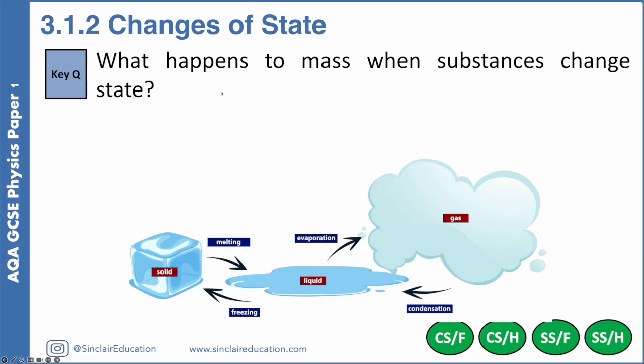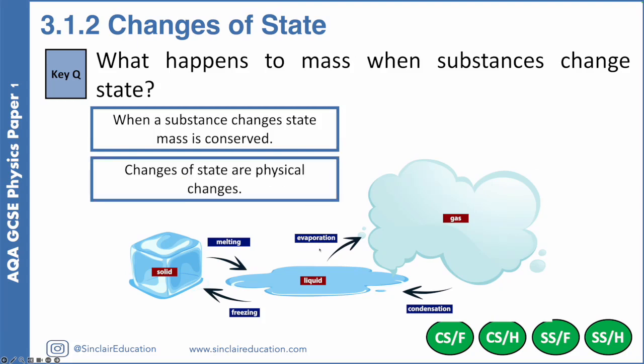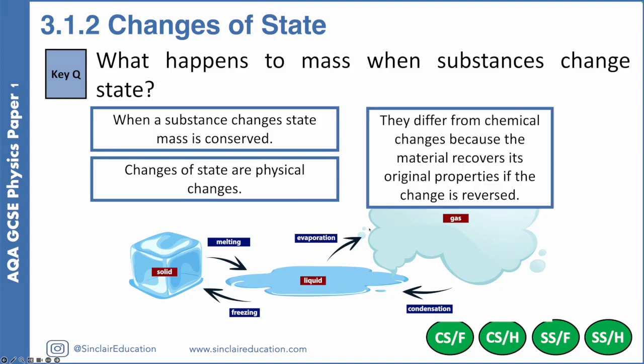So what we're basically looking at is that when anything changes state, the number of particles remains exactly the same. So 1 kilogram of ice will have exactly the same mass when it's a liquid and exactly the same mass as when it's a gas, provided we didn't let any escape. So during a change in state, mass is conserved, and this is an example of a physical change. It can be reversed. Now, chemical reactions tend to be non-reversible. However, with a physical change, we can reverse it and the properties will go back to what they once were.